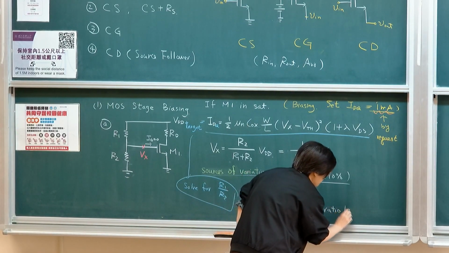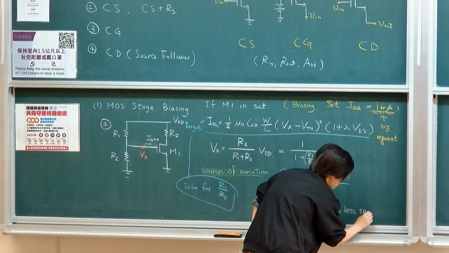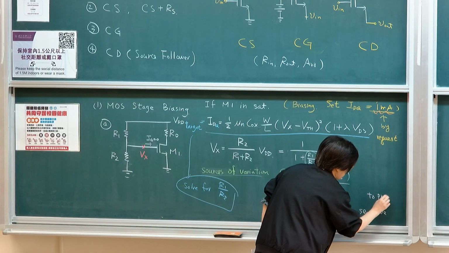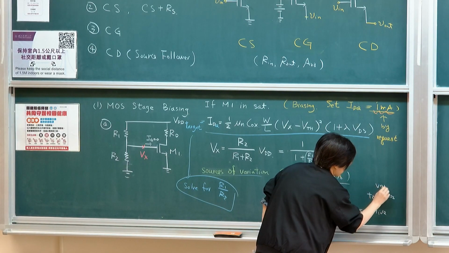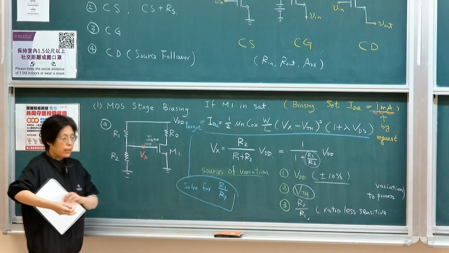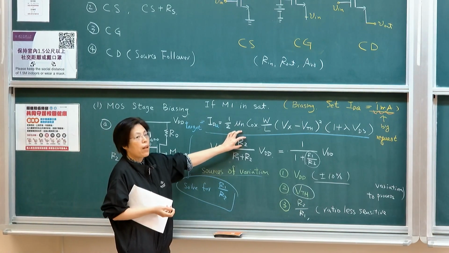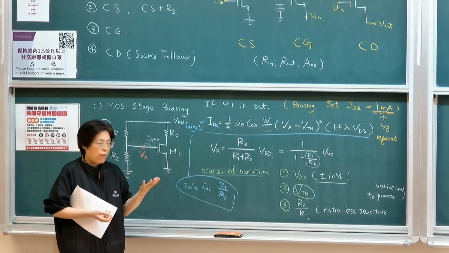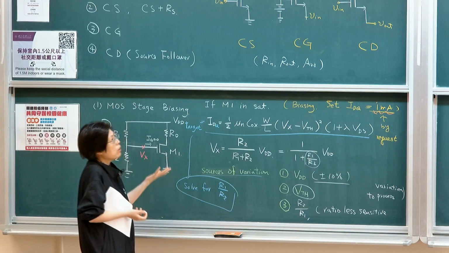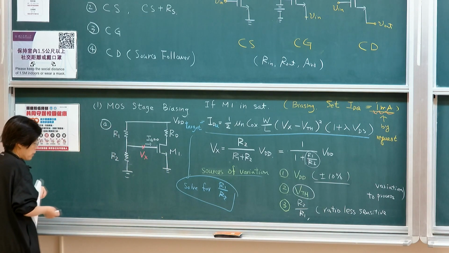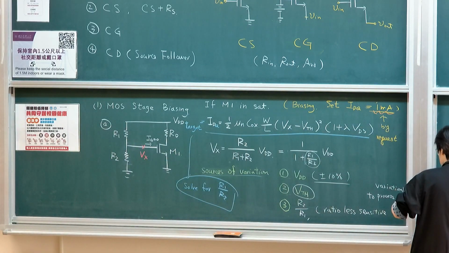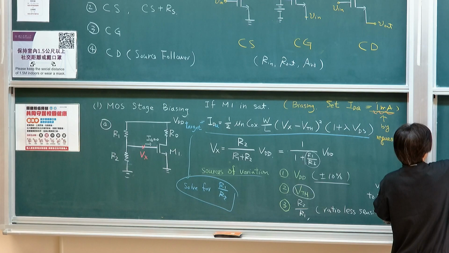Typically, ratio is less sensitive, but variation still exists. It is less sensitive to process variation. So if your design depends on the absolute value of R2, then that will be subject to more variation. But in this case, it depends on the ratio, therefore it will be less sensitive to variation from device to device. Okay?